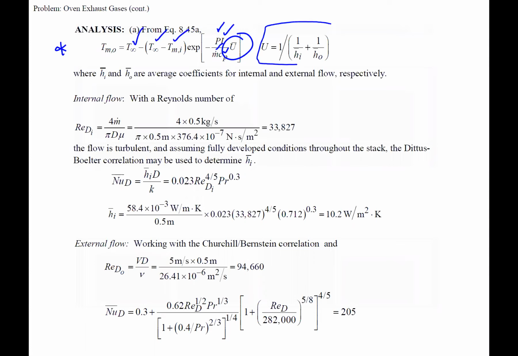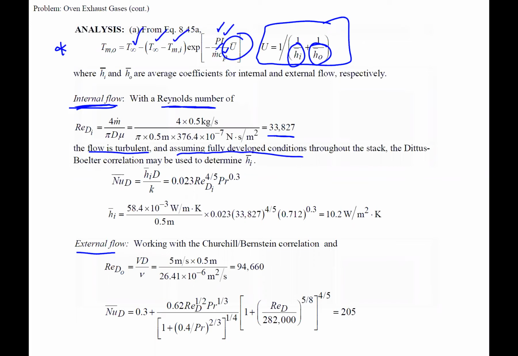And here it ends up coming to be that. So that means we need our internal convection coefficient and our external. And the internal, we have internal flow. The external, we have external flow around the exhaust stack. So internal flow, we go and check our Reynolds number. We get about 34,000, right? So it's turbulent. And it says assuming fully developed conditions, but we can check that, okay?